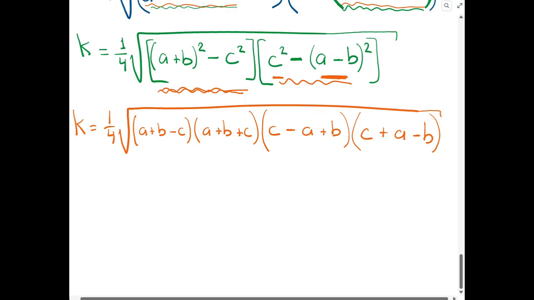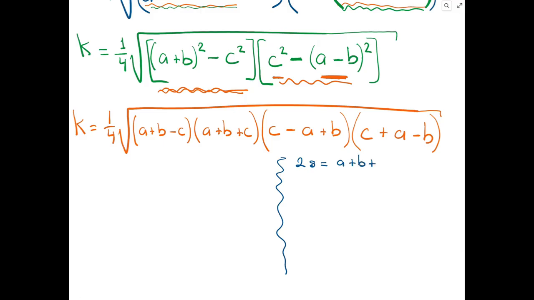And I'm going to do a little bit of margin work first. So in the margin here, I'm going to say, okay, 2S is equal to A plus B plus C according to the semi-perimeter formula rearranged, right? Okay, so when I'm looking at what I have here, that right there would be my 2S.